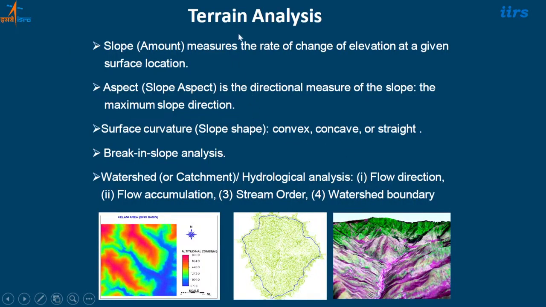If we talk about terrain analysis, from a digital elevation model we can develop slope, and we can calculate the aspect map, which is a directional measure of the slope, the direction of maximum slope. I can create surface curvature, perform break in line slope analysis, and perform watershed analysis. Flow accumulation, flow direction, stream order, and watershed boundaries can all be delineated from a digital elevation model. These are some of the parameters which can be derived from it. You can use some Python program or some application programs as well.